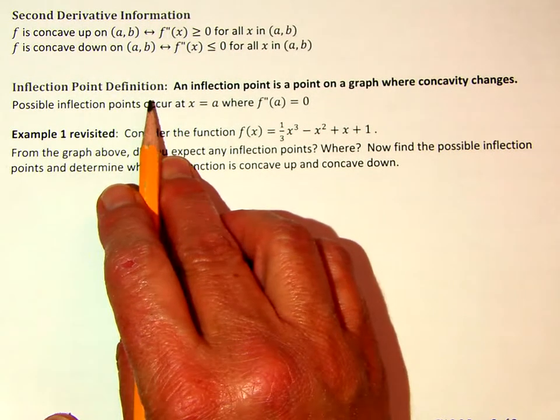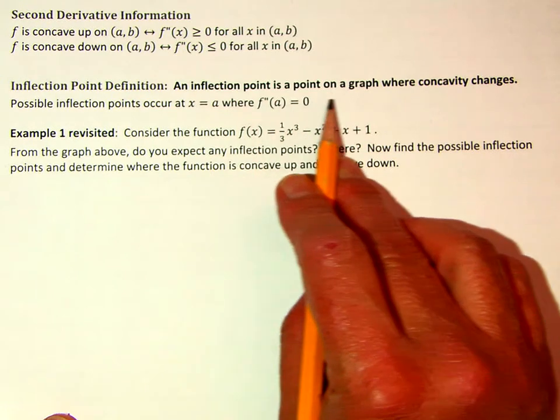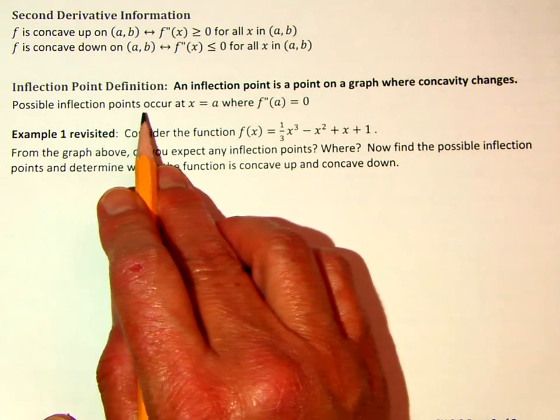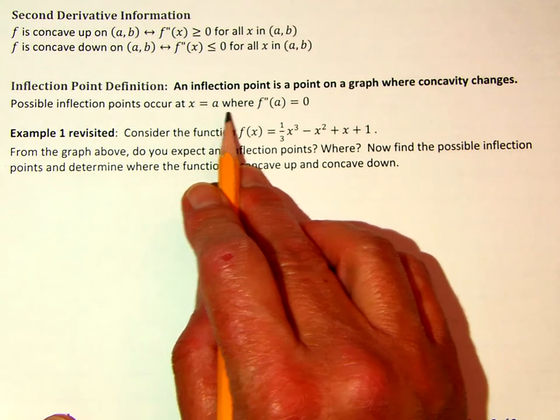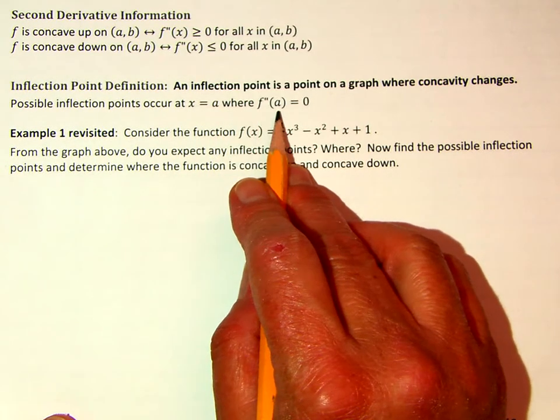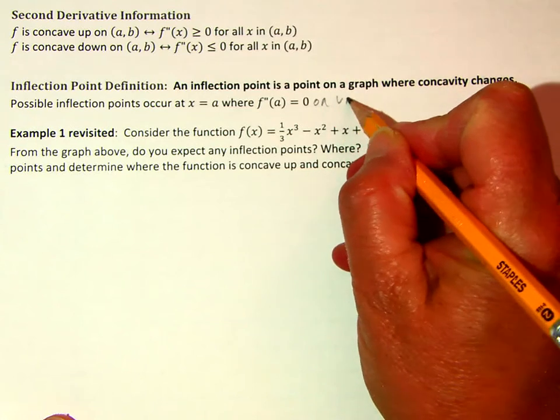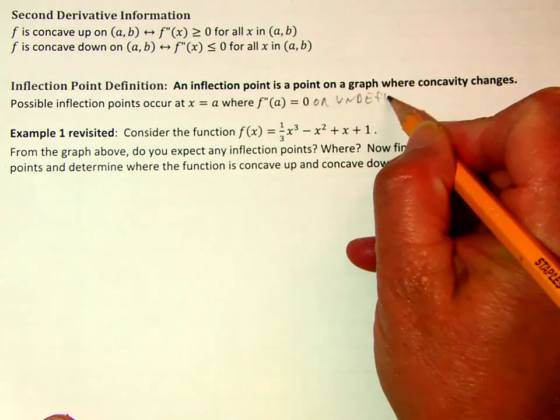Inflection point definition. An inflection point is a point on a graph where concavity changes. Possible inflections occur at x equals a, where the second derivative evaluated at a equals 0, or undefined.